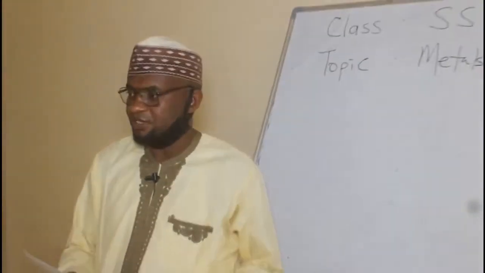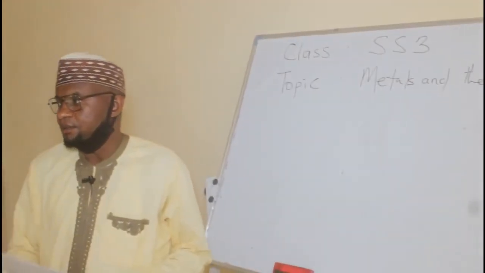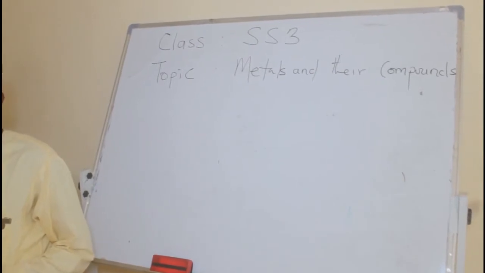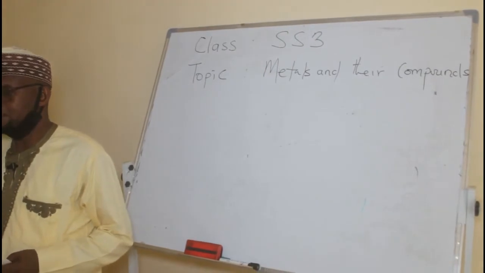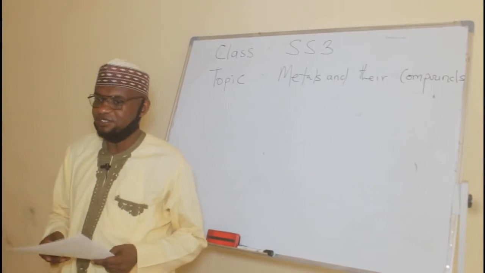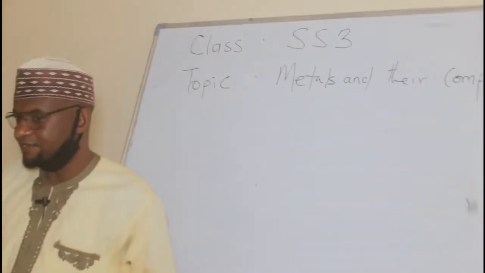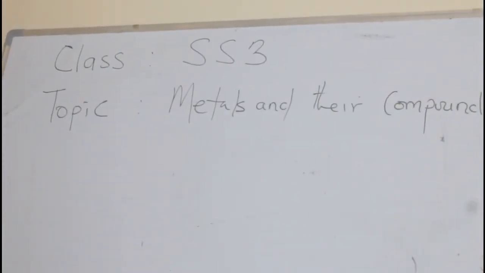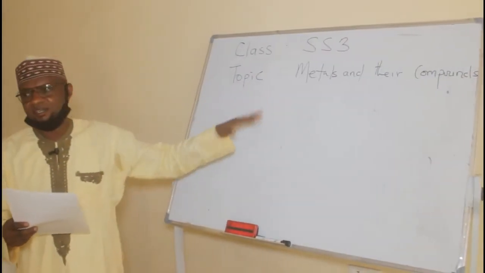The lesson we are going to present this morning is metals and their compounds. When you check the periodic table, the elements that we have in the table are broadly classified into two. That is the main classification, either metals or non-metals. Their classification is based on their physical and chemical properties. So this morning we are going to discuss metals and their compounds.